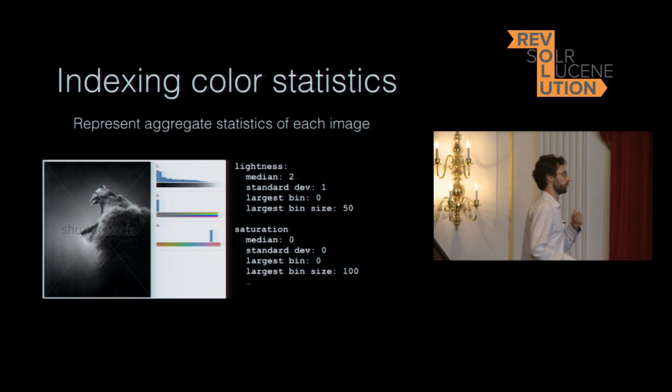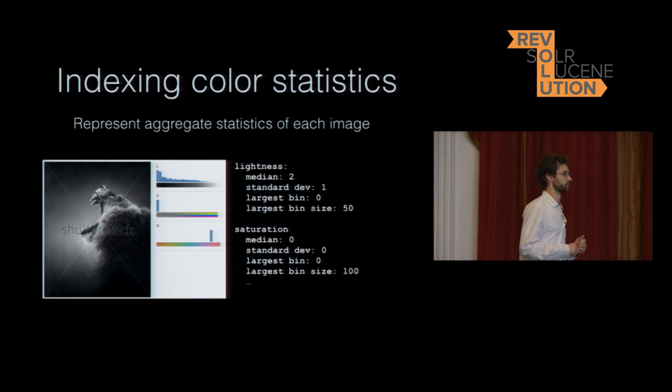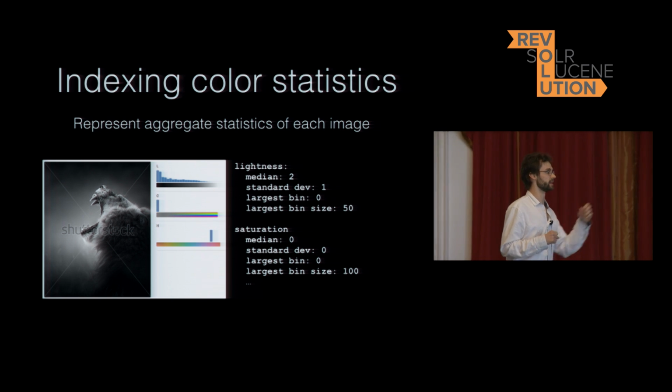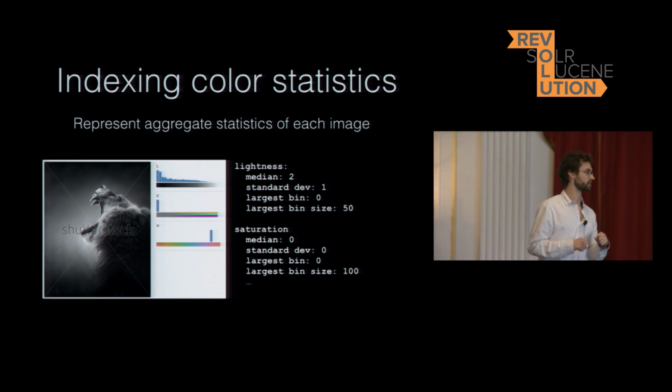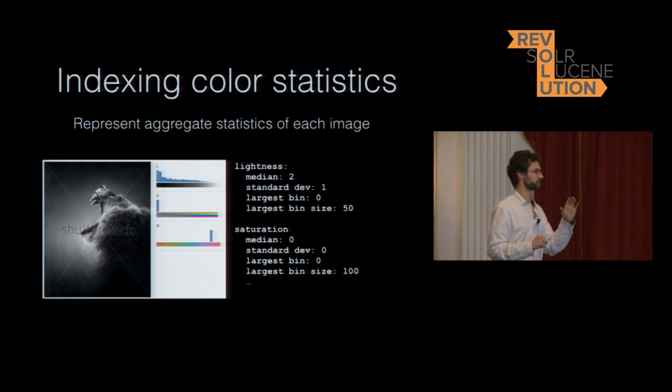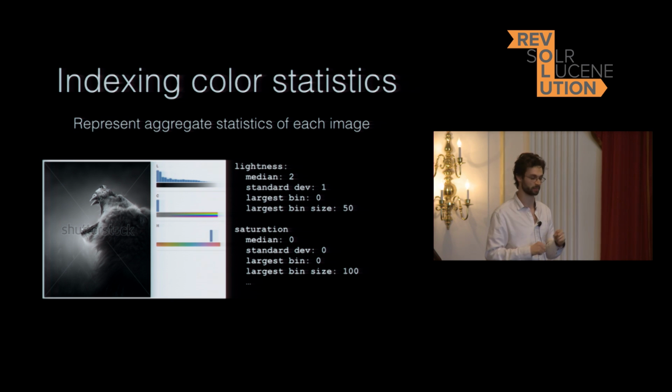So as we said before, we can also look at statistics from the image, and we can also just put these in Solr and search and sort on them. So things like your median lightness or hue, standard deviations, the largest bin in your histogram or how big that bin is, all these things can map to various visual attributes of these images.